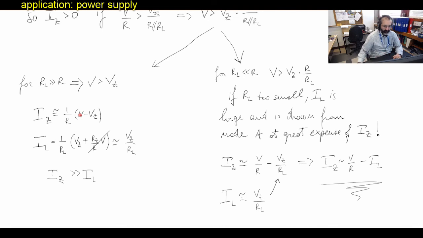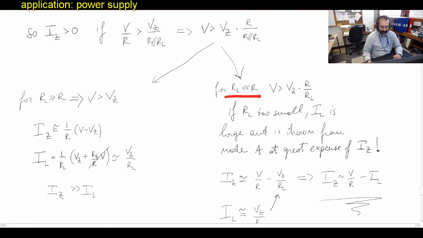The things are very different if we assume the opposite situation, that is RL is much smaller than R. So in this situation, the condition becomes, well, the denominator becomes RL now, because it's RL the smaller of the two. And so this is the condition now. So we are in zener operation if V is bigger than VZ times R over RL.